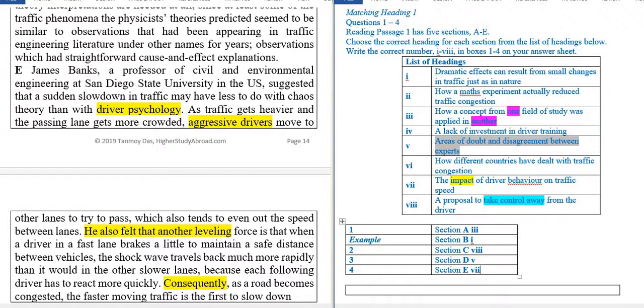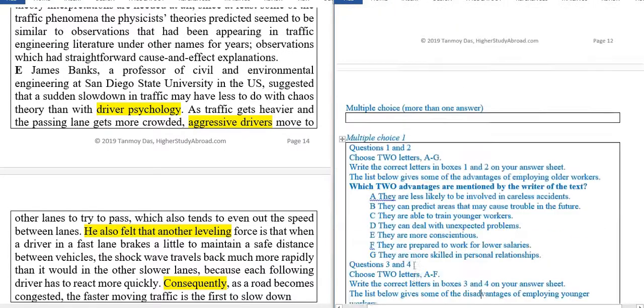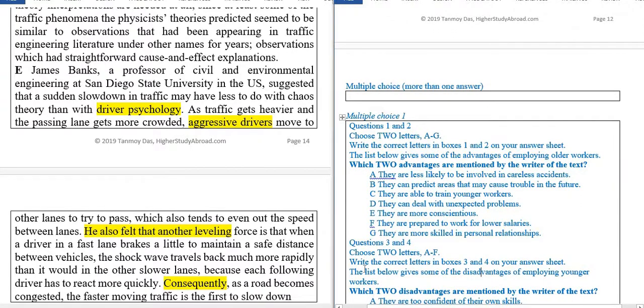So you can see I'm reading scatteredly. Maybe you will take time, you will read the entire paragraph and then get the idea. After practicing maybe 20 or 30 list of headings, you can read just like me, don't worry. Okay, and we have a dedicated class only for matching heading. So in that particular class I will explain in detail how to read like me. Okay, let's move on to the next question type, multiple choice.